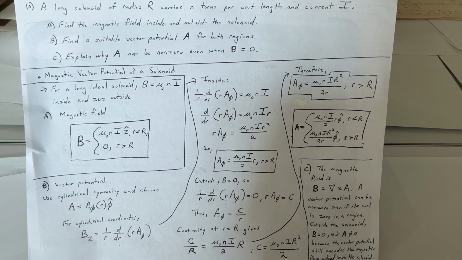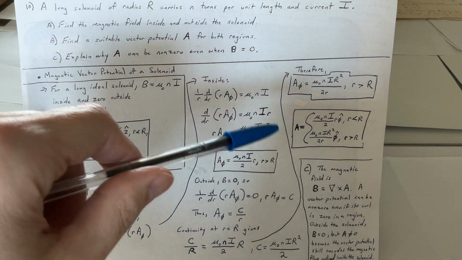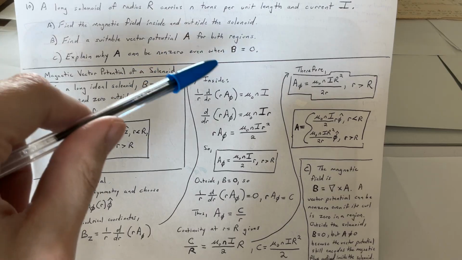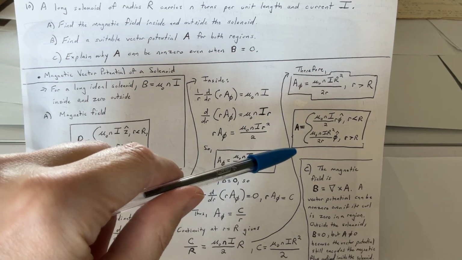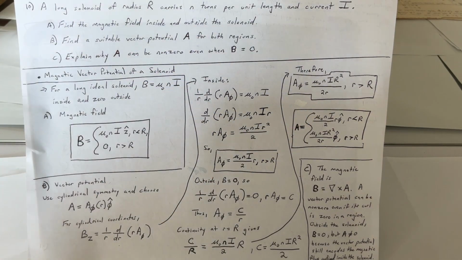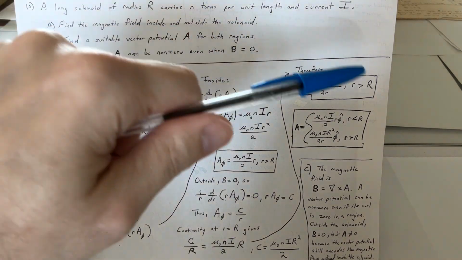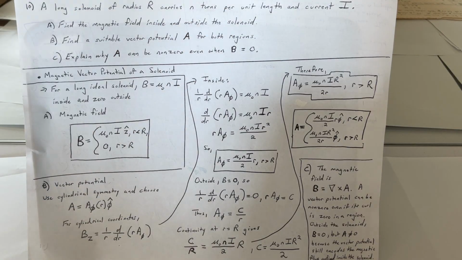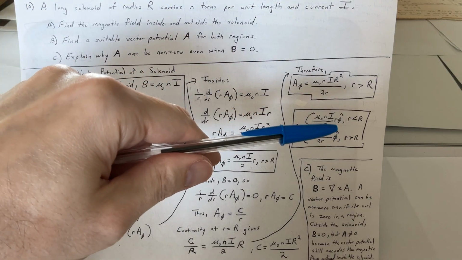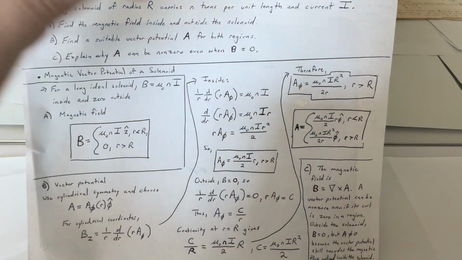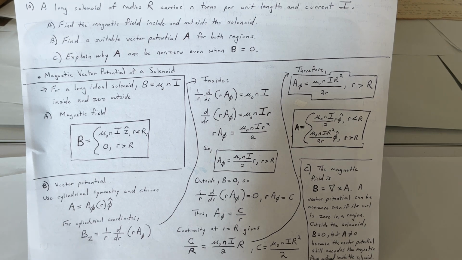And we'll have this piecewise function for our vector potential A: μ0 n I over 2 times r phi hat, where lowercase r is less than capital R, and μ0 n I R squared over 2r phi hat, where lowercase r is greater than capital R.